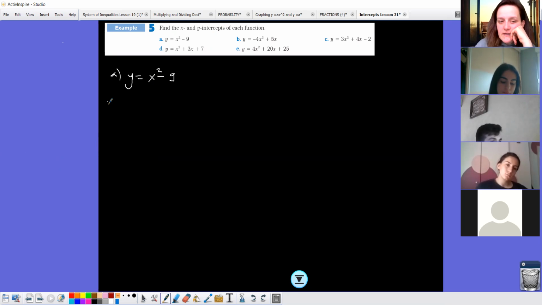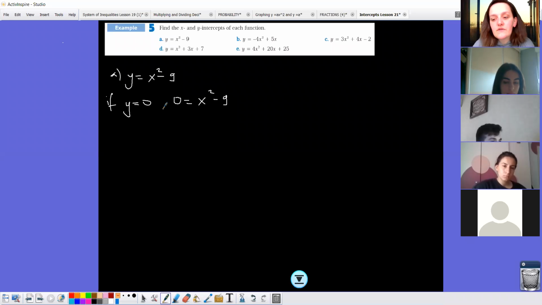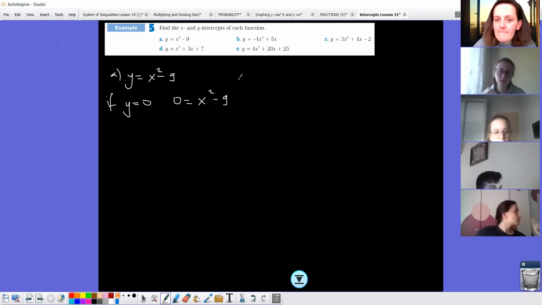So I'm starting with y equal to 0. When I write 0 instead of y, I get 0 is equal to x squared minus 9. So how will I find the x values here? Minus x squared, x squared will be 9, so root of 9.